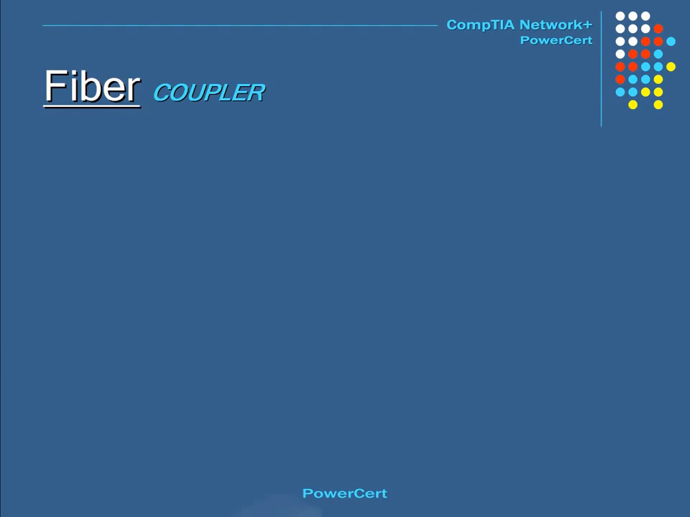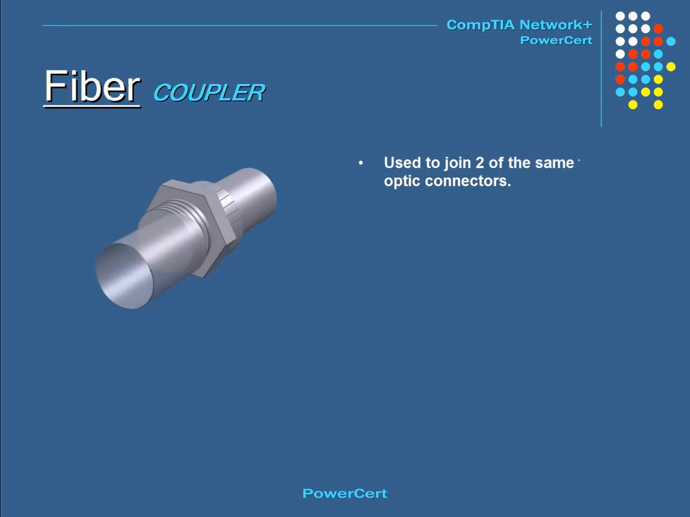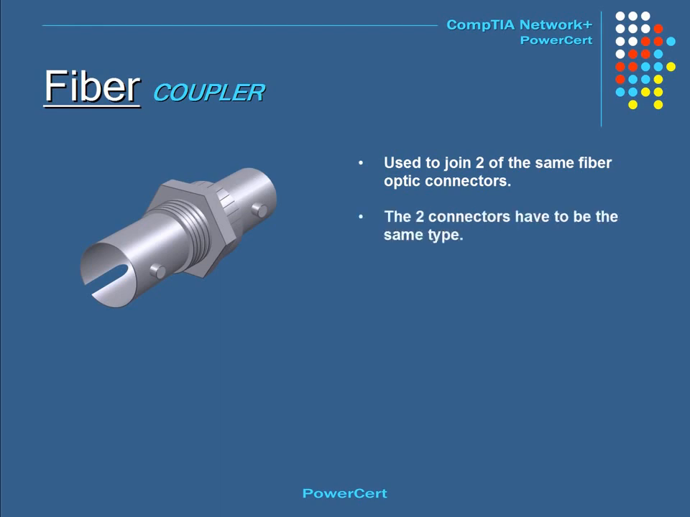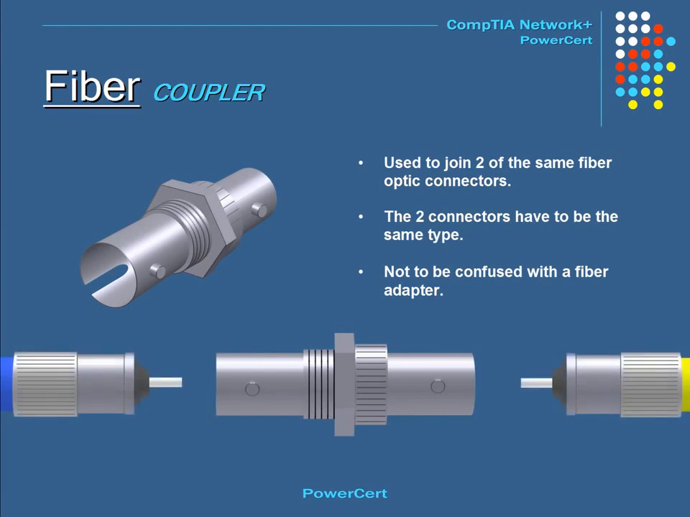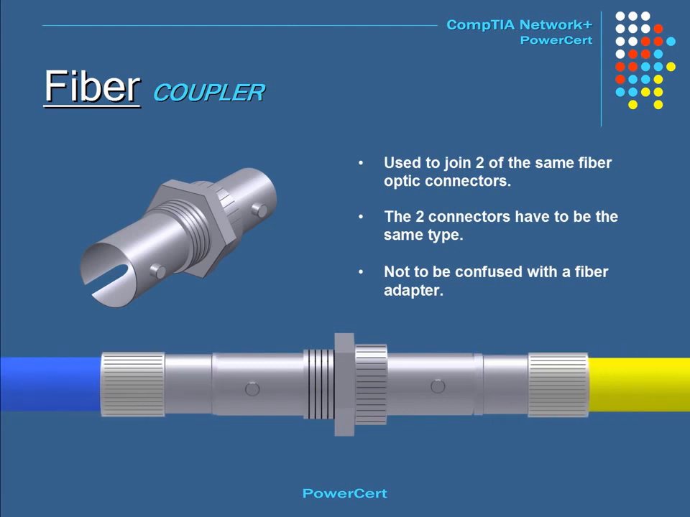If you wanted to join two fiber optic connectors, you would use a fiber coupler. Fiber couplers are used to couple or join two of the same fiber optic connectors. The two connectors have to be the same. Now, these are not to be confused with fiber adapters, because fiber adapters are for joining two different connectors together, such as an ST to an SC, or an LC to an SC, and so on. So here we have an example of a fiber coupler joining two ST connectors together.